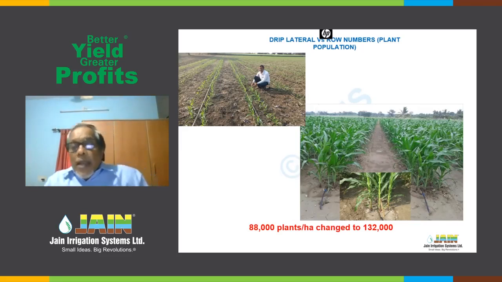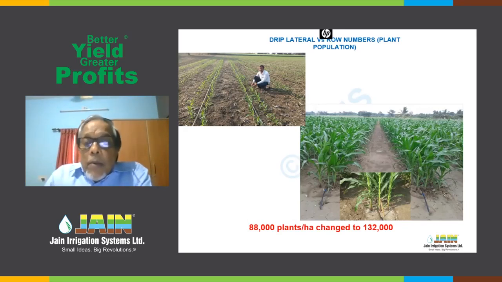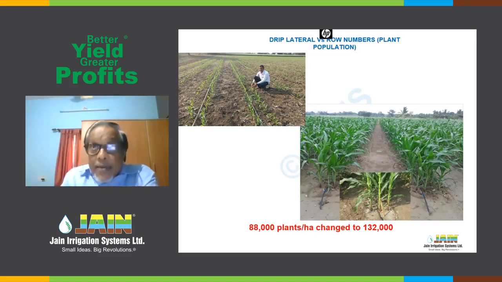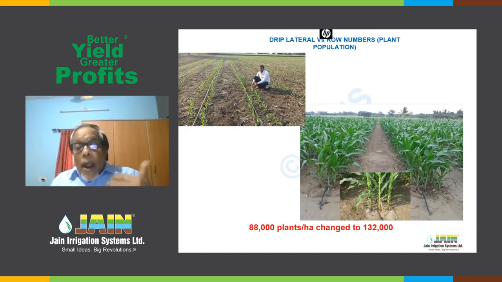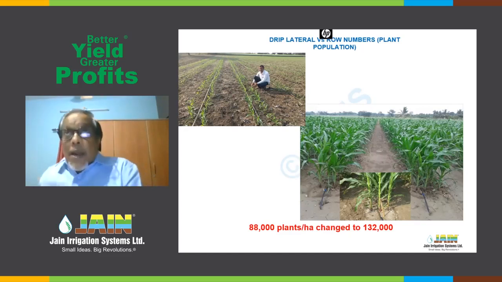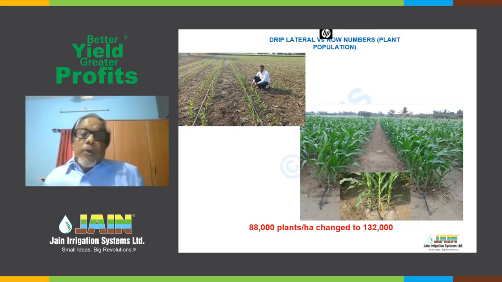So we use that, but in our trial, what we have done, we have showed the farmers, instead of 2 rows, you plant 1 more row. So the central row will be right on the lateral, and on either side 15 centimeter away you get 2 rows. So you could add to 88,000 plants, you change to 132,000 plants. This is probably the best you can do in this situation.